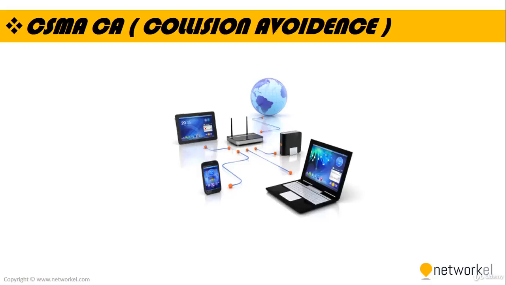CSMA/CA is used for avoiding collisions for wireless networks. The logic behind this is: check media. If it is free, send a notification to use it and then send your data. And here is how it goes. For example, if this tablet wants to send data to a wireless medium, it first checks the medium. Then it sends a notification to the medium saying, hey guys, I'm going to send the data. Then it sends whatever it's going to send.